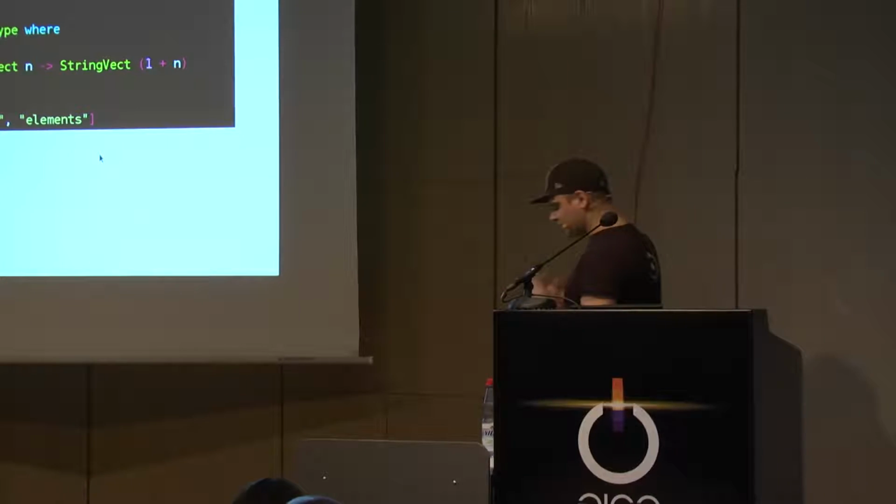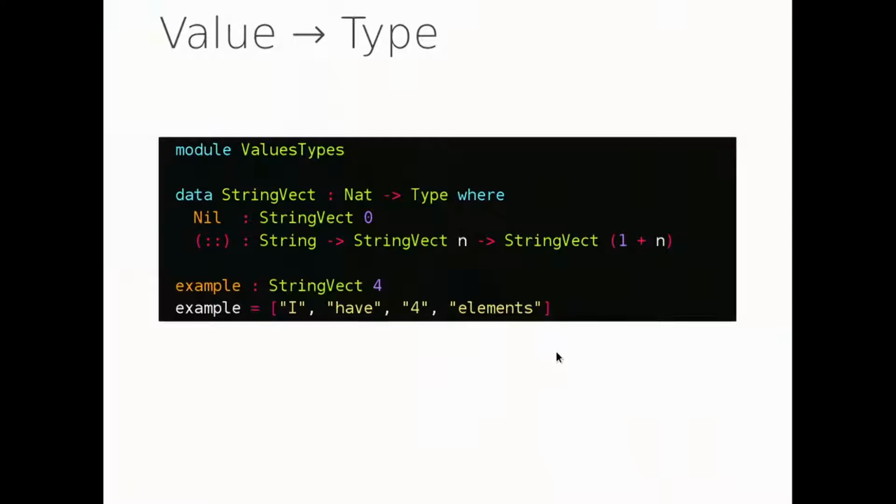So yeah, now we've got 3 different kinds of dependencies. So there's just one thing missing, and that's the thing that you're missing in most of the programming languages, where you can take values to types. That's the new thing. This is what we mean when we talk about dependent types. We can have types that depend on values.